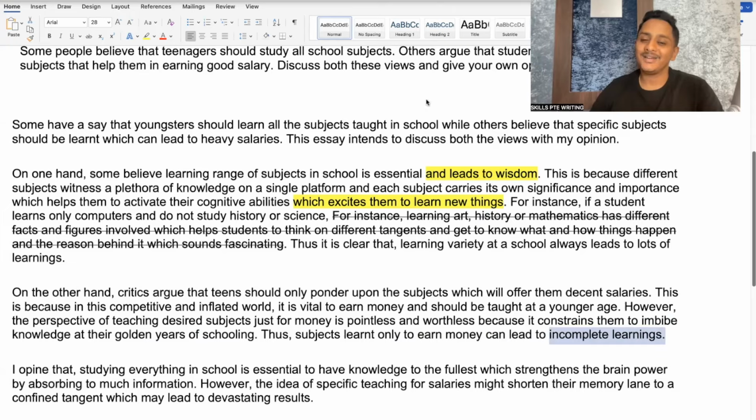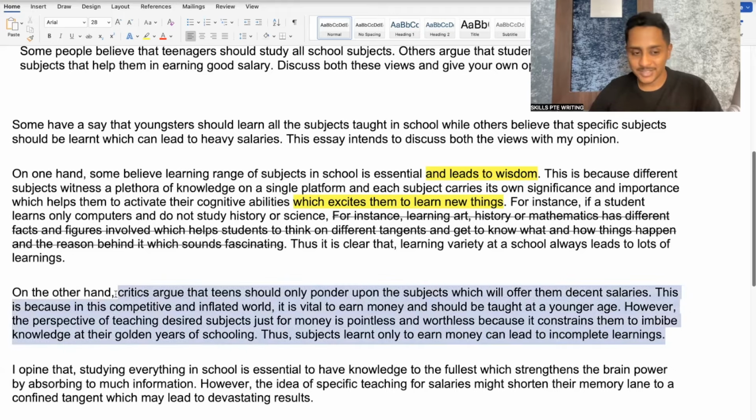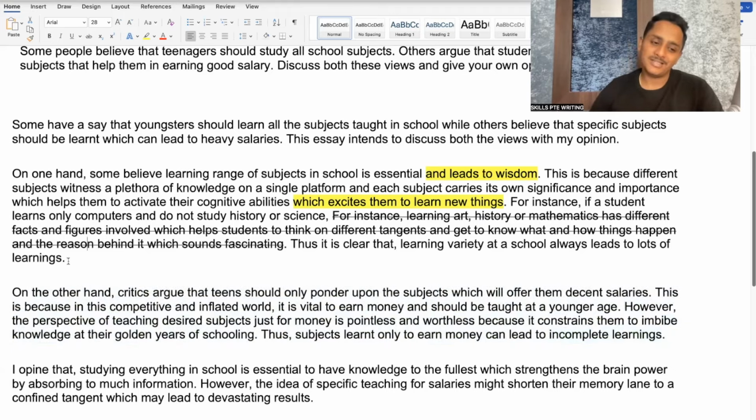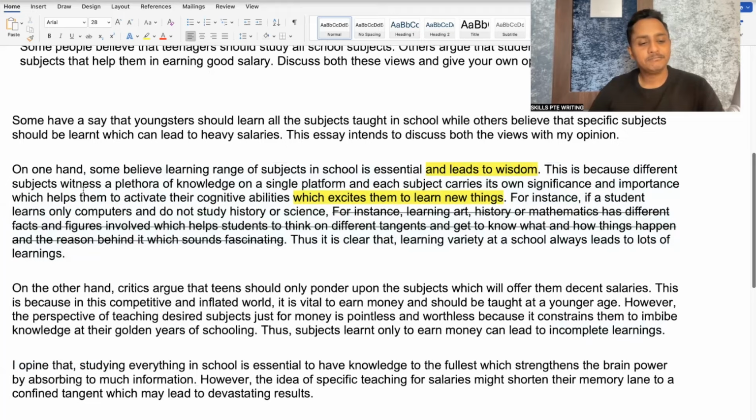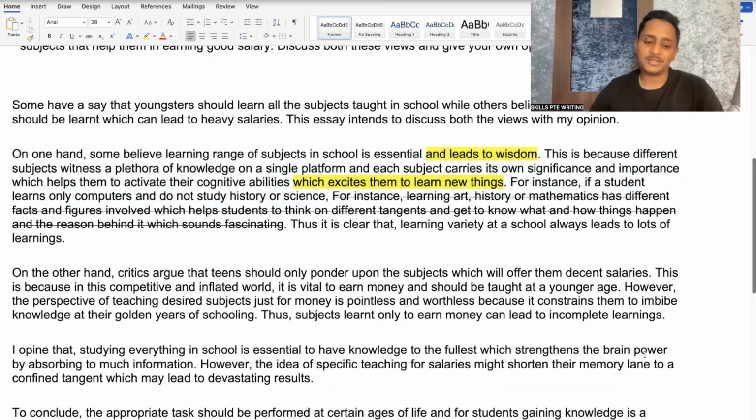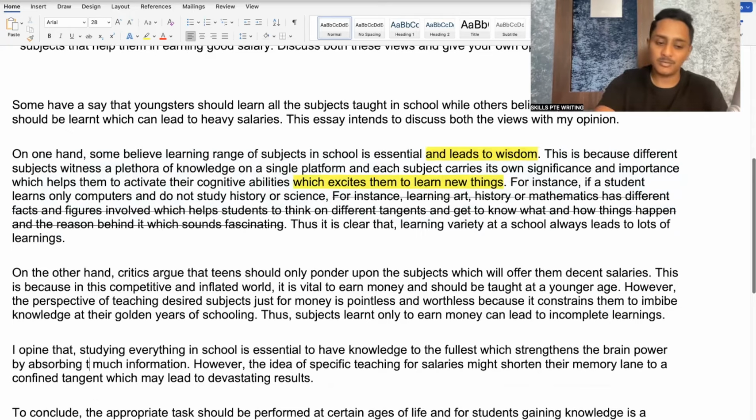Getting it, running out of content. That's also fine, take your time until you get that content. Don't start writing. So here you need to prove the second view completely, just the way you proved the first view in the second paragraph. I opine that. So this paragraph was okay, but the instance was not clear. This paragraph is wrong. I opine that studying everything in school is essential to have knowledge to the fullest, which strengthens the brain power by absorbing so much information.